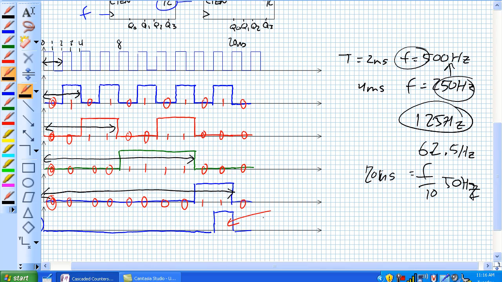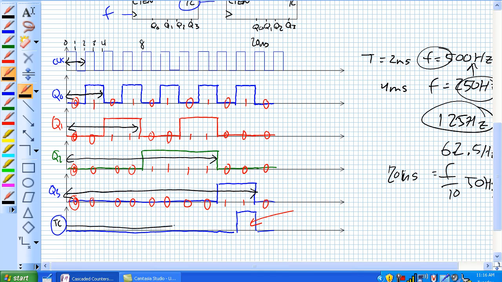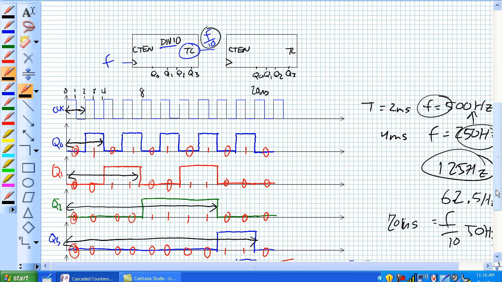Okay, so now what's the frequency of TC? As we just said, it repeats itself every 20 milliseconds, so we're getting a 50 hertz signal right there. So now, what's cool about the frequency division, we can start peeling off individual frequencies from any of the subsequent stages.